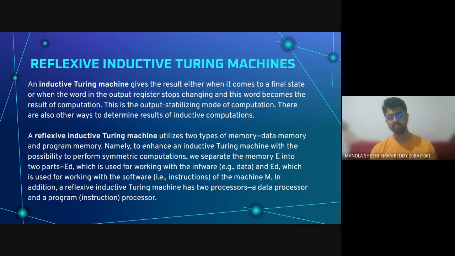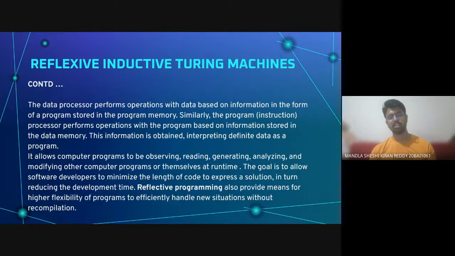The Turing machine now has two processors, a data processor and a program processor. The data processor performs operations with the data based on information in the form of a program stored in the program memory. Similarly, the program processor performs operations with the program based on the data memory. So they are working vice versa. The data processor works on the information based on the data memory and the program memory, and the program processor works on the basis of the data memory.